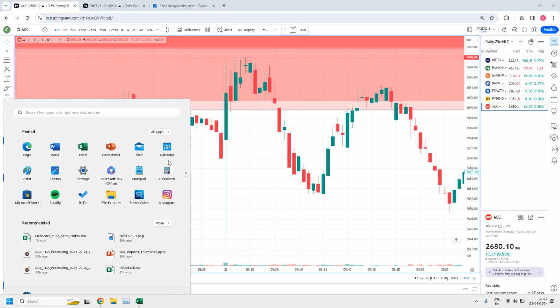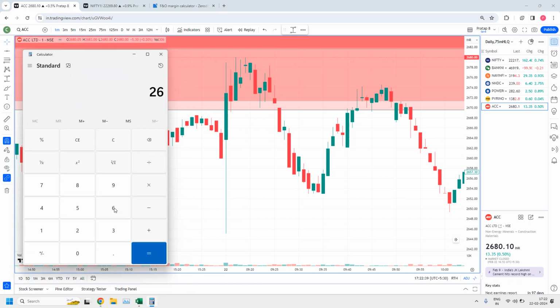Let me plan. I'm opening a calculator. 2680, you are going for a short trade at 2680. But is it the same price in the futures? No. Futures prices always have some premium value. Because of the premium value, there will be some difference.